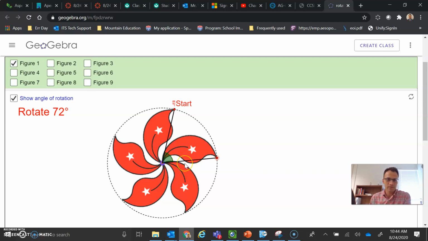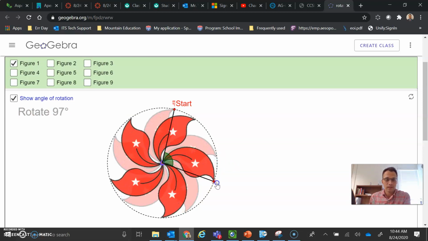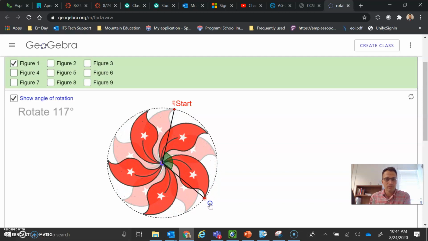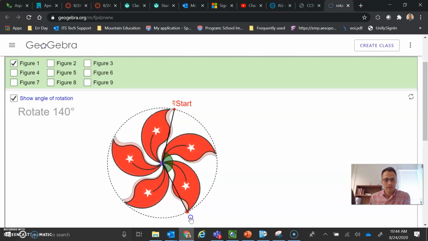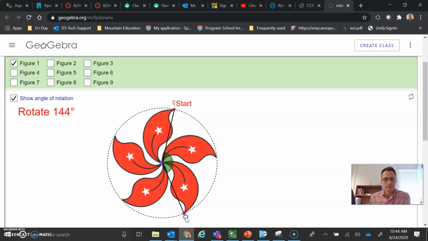Now what's key about that is what I talked about in the notes: you count the number of petals that there are. And in this case there's 5, so 360 divided by those 5 petals will give you the next one, the 72. So I'm just going to show you that the same thing happens every 72 degrees. Every 72 degrees this thing will map on top of itself. So this is at 144 degrees, and 72 times 2 is 144.